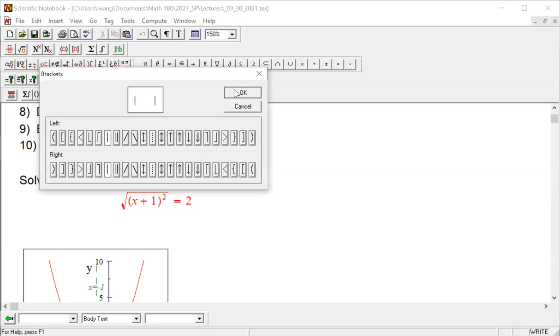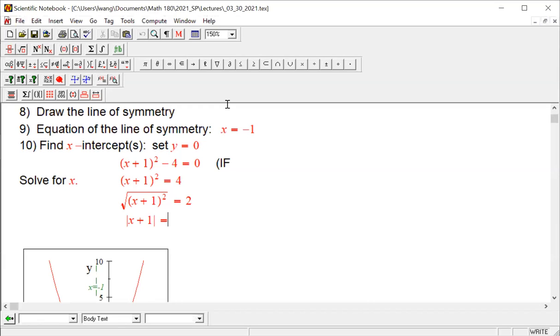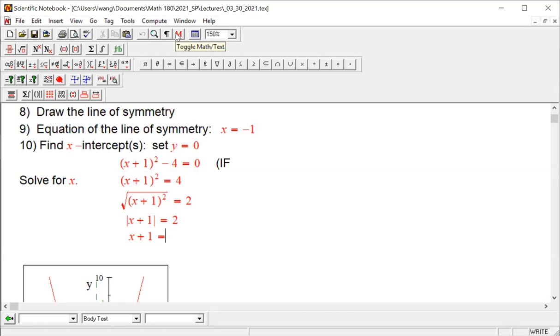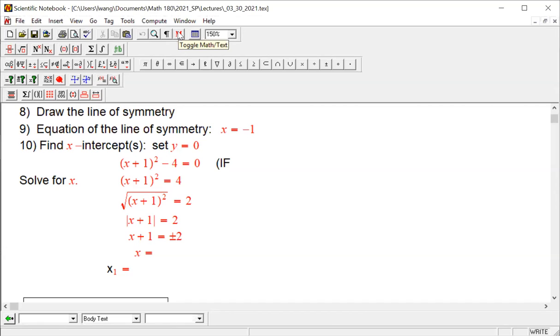So the absolute value of x plus 1 equals 2. We just go by the steps, and then we have x plus 1 equals plus or minus 2. In the end, we really have 2 x values, 2 inputs. Let's do one more step here: I'm going to subtract 1 on both sides. So it's -1 plus or minus 2.